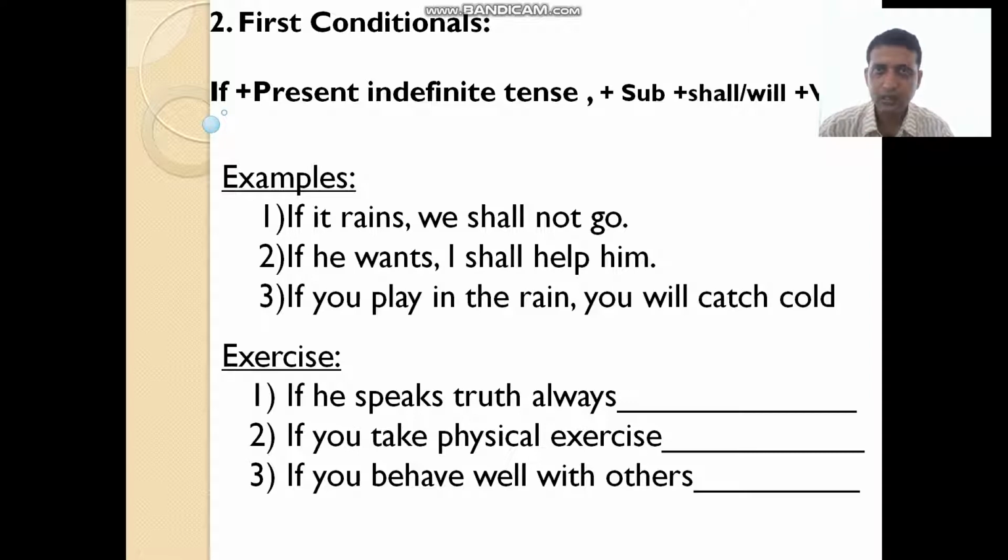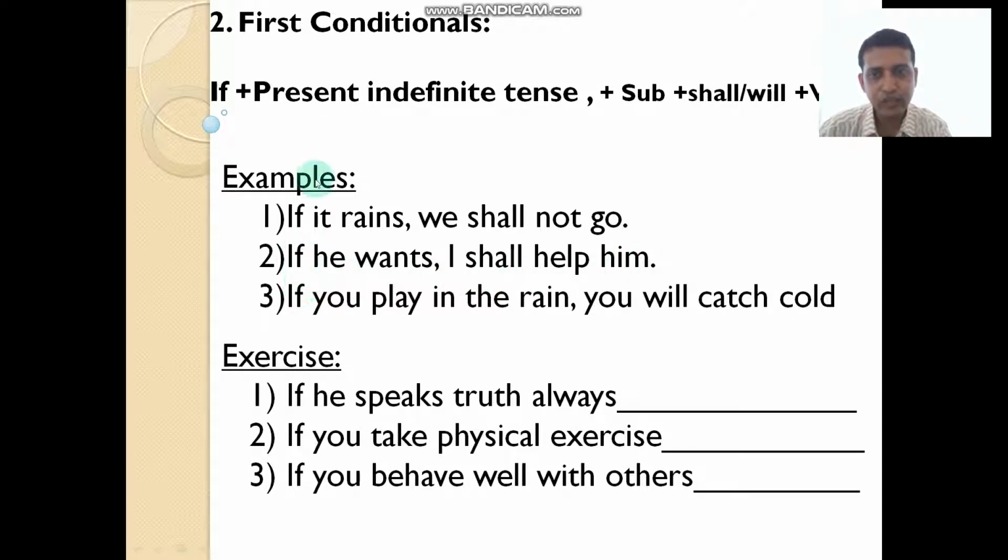Students, now we would like to concentrate on the first conditional. What is the structure of the first conditional? Structure: if plus present indefinite tense plus subject plus shall/will plus v1. Example: if it rains, we shall not go. Okay, if it rains, we shall not go. If he wants, I shall help him.